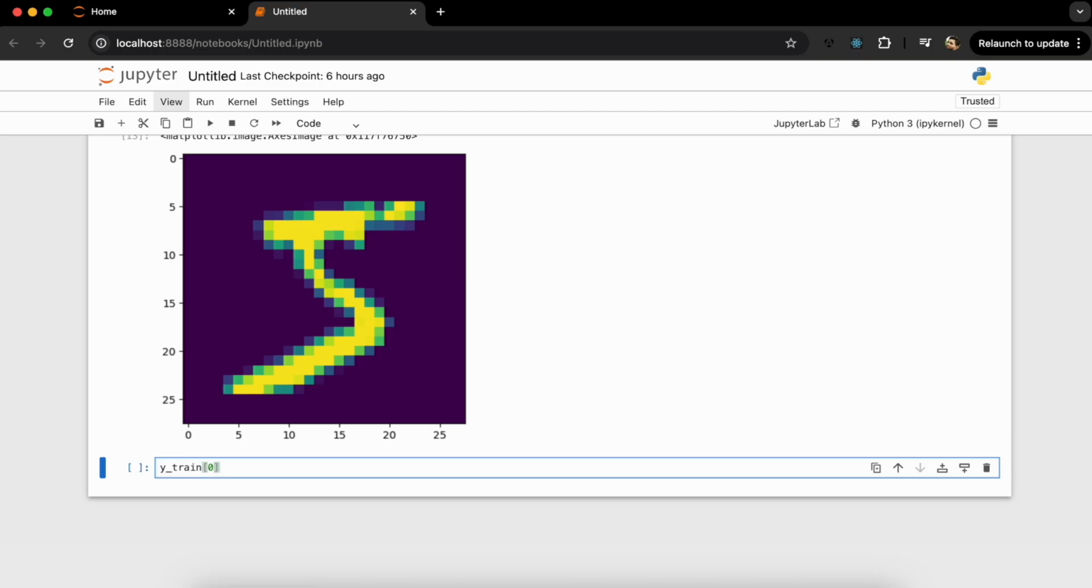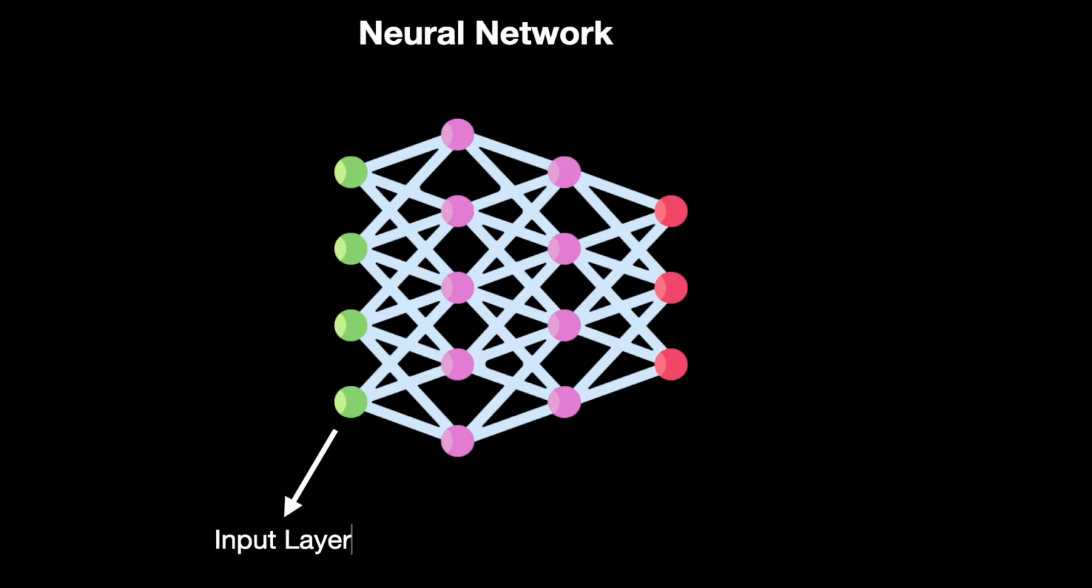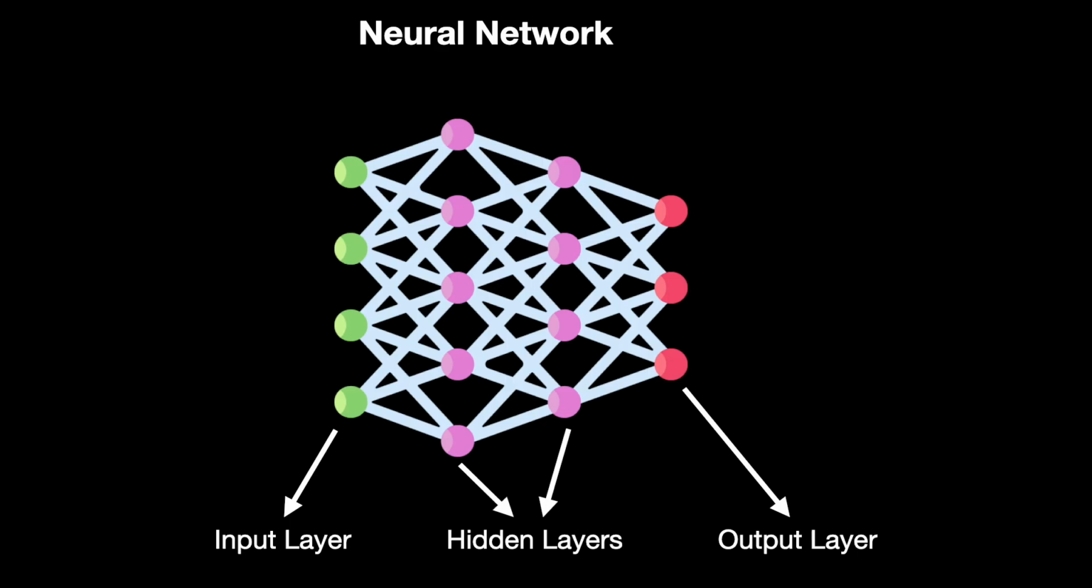Now we have to build a neural network for our model. Before building a neural network, let's see what a neural network is. A neural network has input layers and output layers, and in between it has hidden layers.